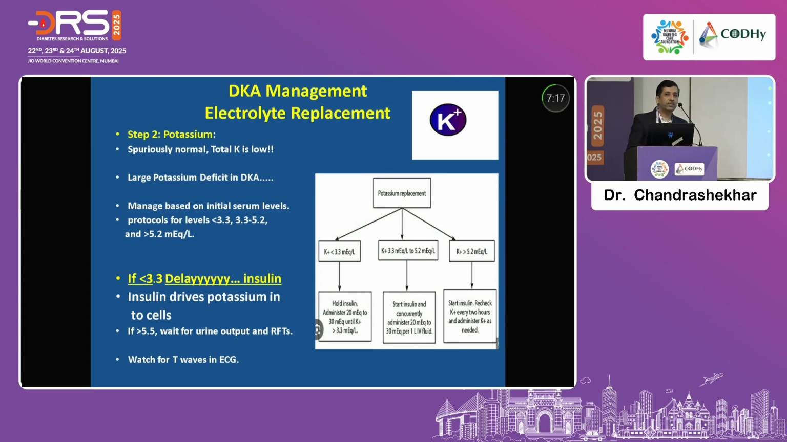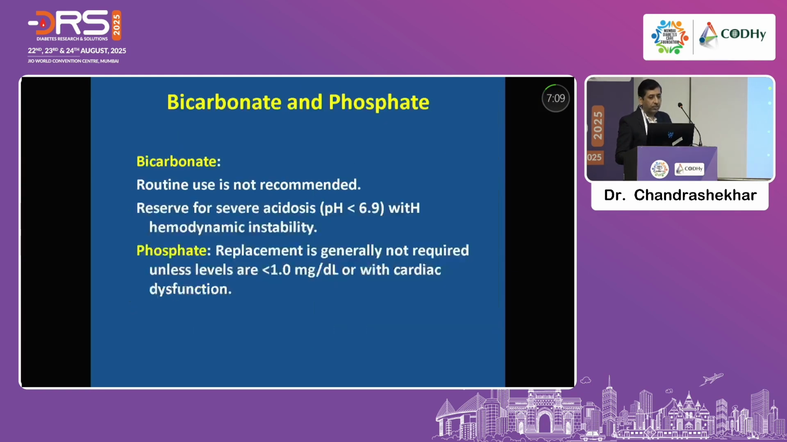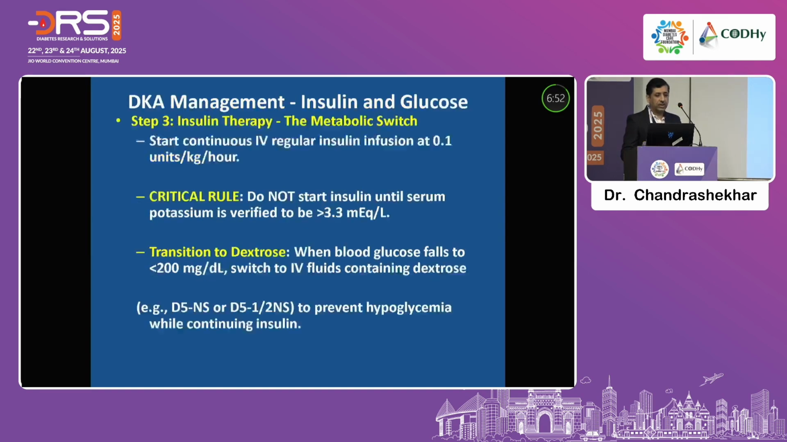And if the potassium is more than 5.5, then wait for kidney functions and urine output. So I hope this is the important management about potassium. Nowadays we are not using bicarbs anymore, because bicarb use is recommended only for severe acidosis, where pH is less than 6.9 with severe hemodynamic instability. Phosphate also we are not using, it is not generally recommended.